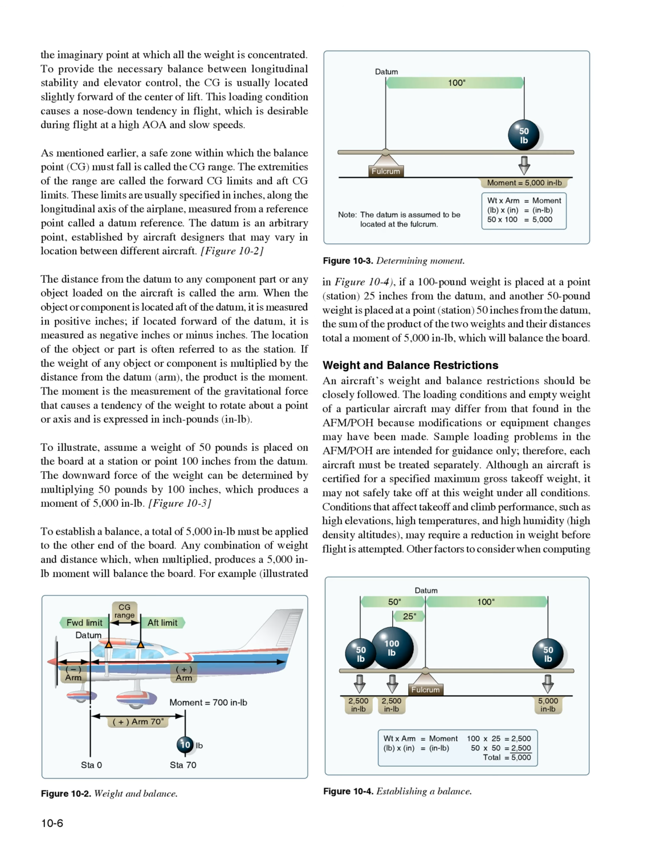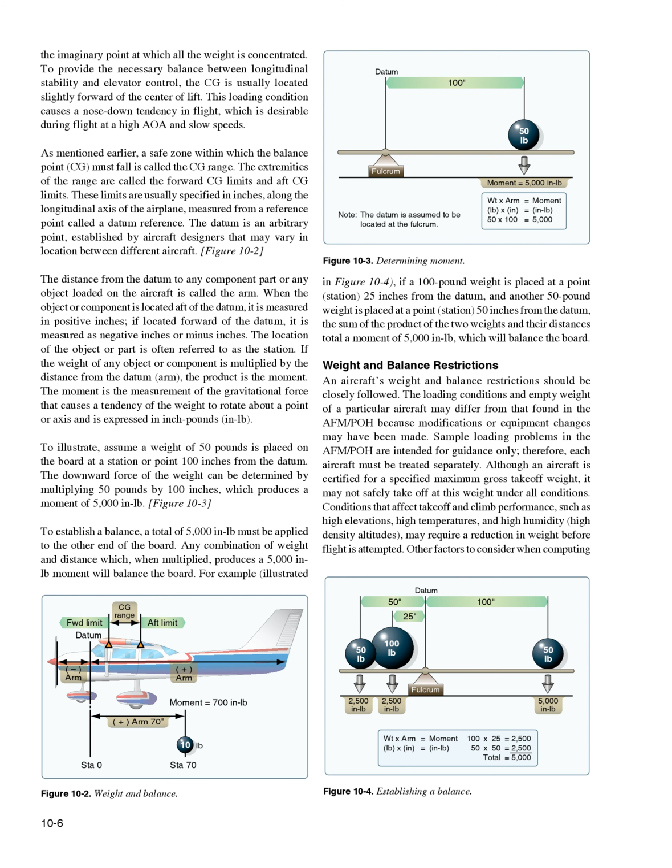To provide the necessary balance between longitudinal stability and elevator control, the CG is usually located slightly forward of the center of lift. This loading condition causes a nose-down tendency in flight, which is desirable during flight at a high angle of attack and slow speeds. As mentioned earlier, a safe zone within which the balance point, CG, must fall is called the CG range. The extremities of the range are called the forward CG limits and aft CG limits.